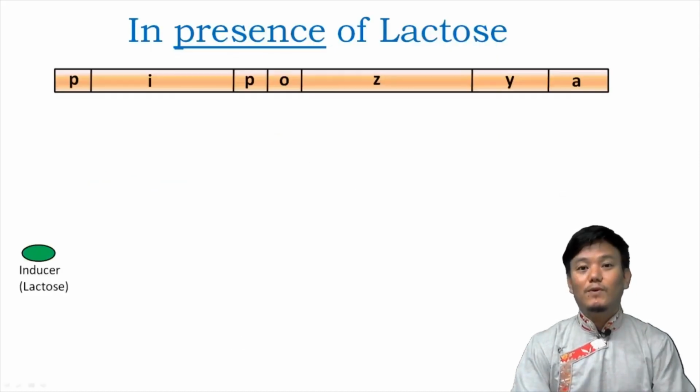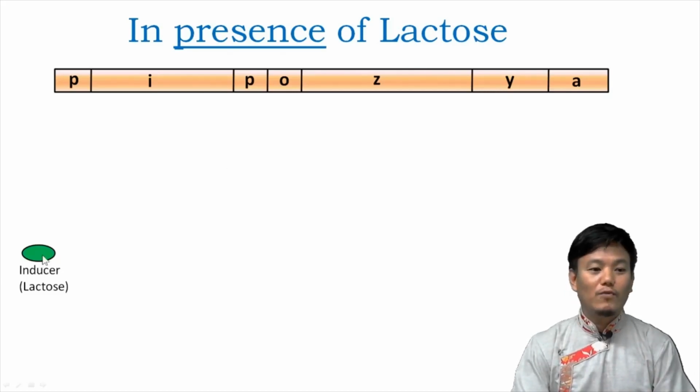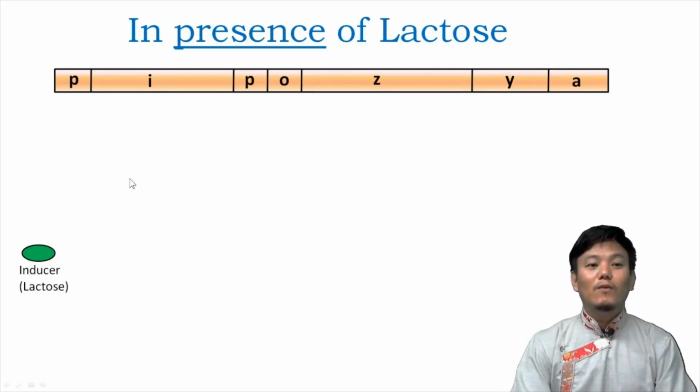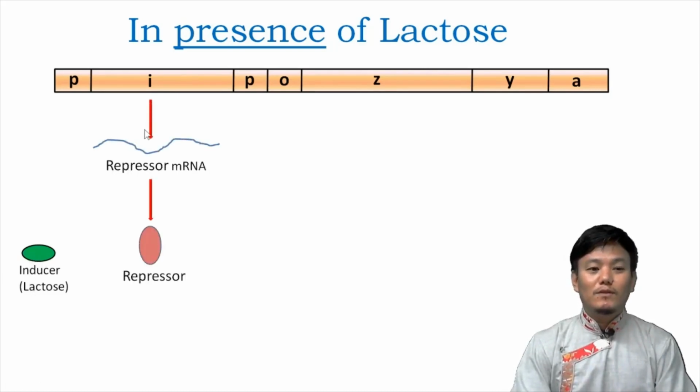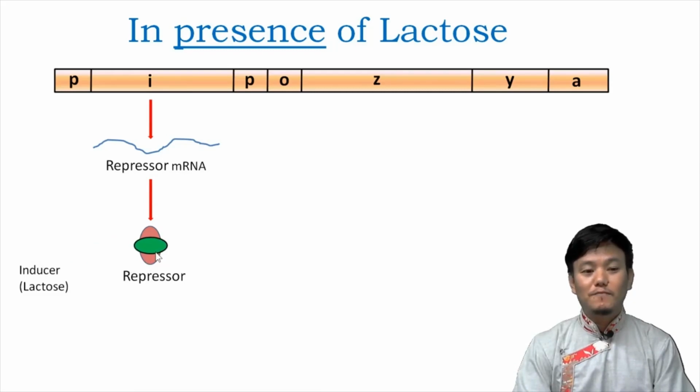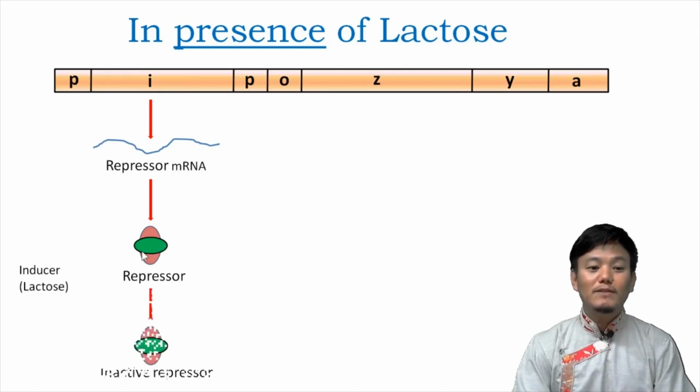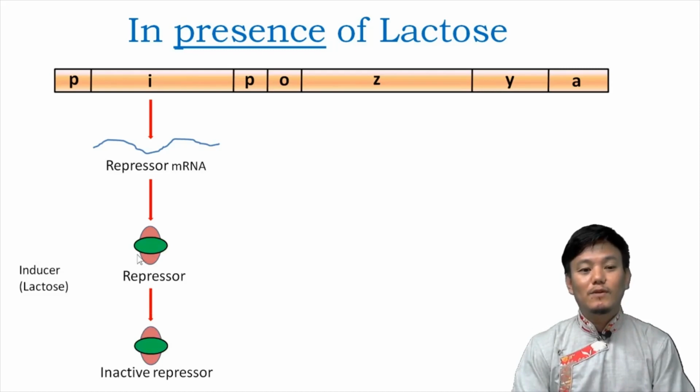Now the second scenario, in the presence of the inducer. I told you that the inducer is lactose, so we have the inducer over here. In the presence of inducer, when the bacteria is getting lactose, what happens? The same thing: the repressor is produced. Now the inducer will go and bind with the repressor protein. The lactose which is present goes and binds to the repressor protein and makes the repressor protein inactive. The binding of the inducer to the repressor protein makes the repressor inactive.